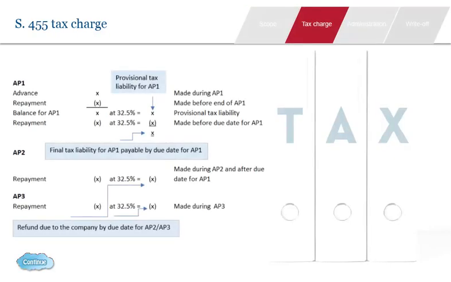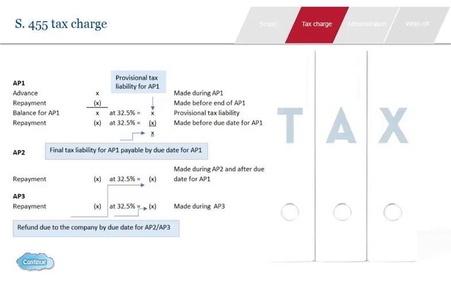Having determined that our loan is within the charge to tax, let's look at how to calculate the tax payable under CTA 2010 section 455. Before we get into the nuts and bolts of the calculation as set out on the slide, there are 3 key principles to bear in mind.